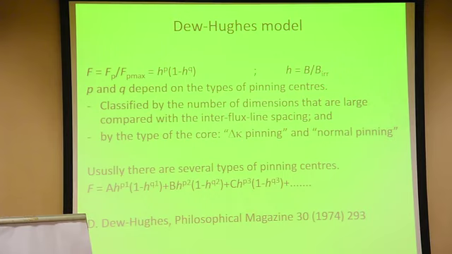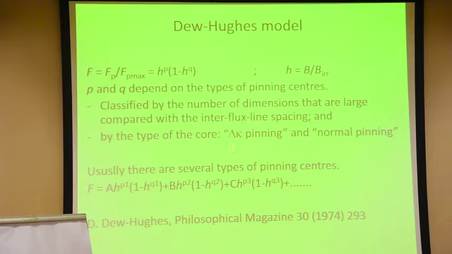Now, the pinning centers are classified by two things. First, by the number of dimensions that are large compared with the inter-flux-line spacing. And second, by the type of the core, delta kappa pinning and normal pinning. So what is normal pinning? Normal pinning comes from small regions in which we have a local variation of critical temperature. So in a certain sense, we have a region which, at certain temperatures, becomes more normal than the others when you apply a field.